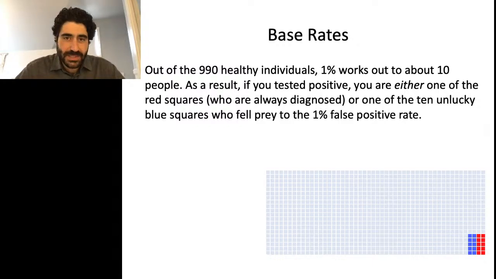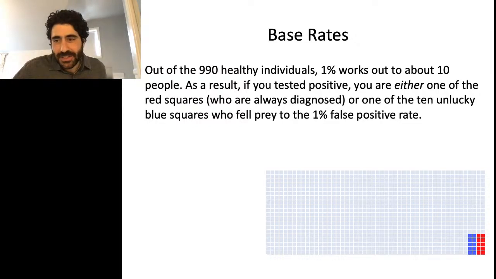And so based on getting this positive, you know that you're in this group here, which is about half healthy people and half sick people, right? So again, what's happening here is that the test is quite accurate, but the prior probability that you have the disease is so low that even after the test, you're actually quite unsure which of these groups you're in.